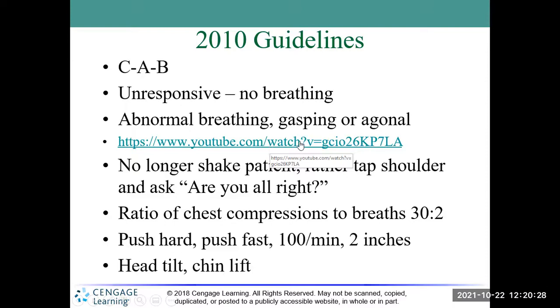So here is a video to help you see what gasping or agonal breathing looks like. And this is highly indicating that cardiac arrest is occurring.